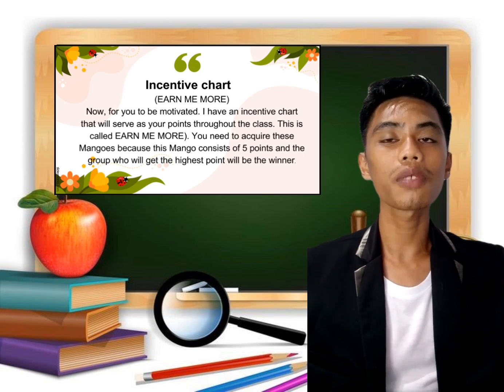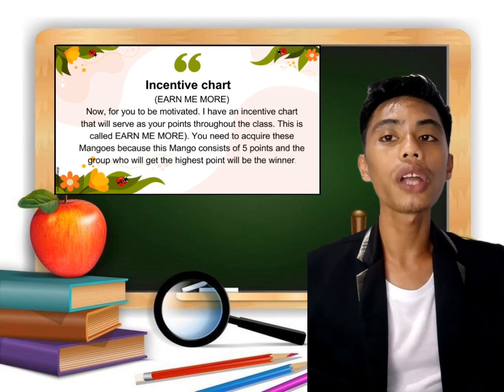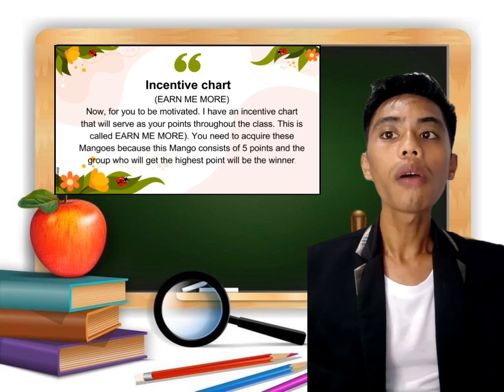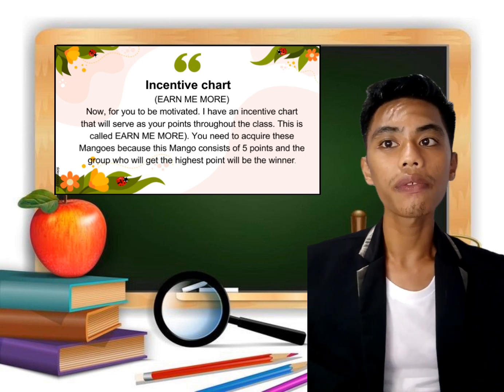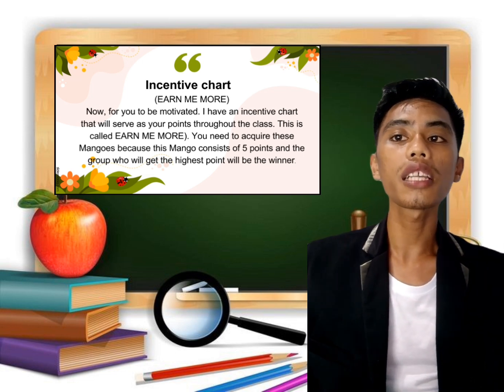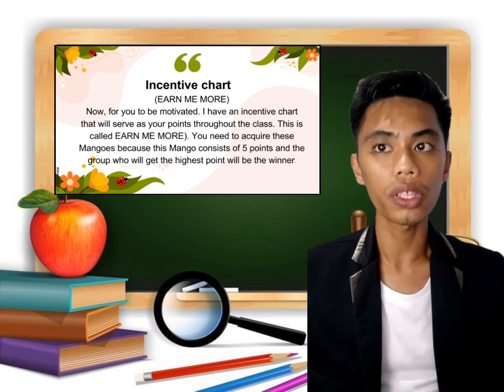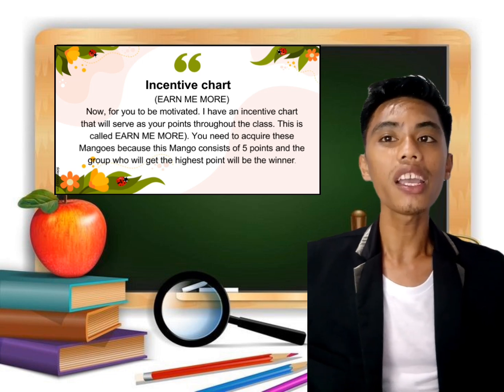Before we start, I have here an incentive chart named Earn Me More. For you to be motivated, this incentive chart will serve as your points throughout the class. All you have to do is acquire this mango, and this mango consists of 5 points. Am I clear, class? Okay, very good. Now let's move on to the pre-reading activities.